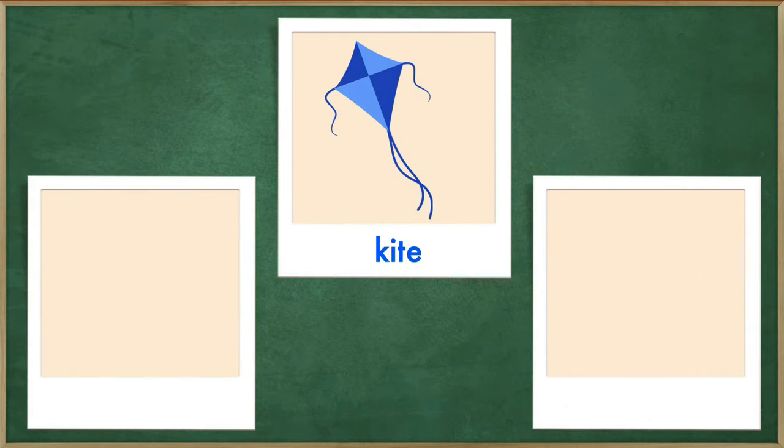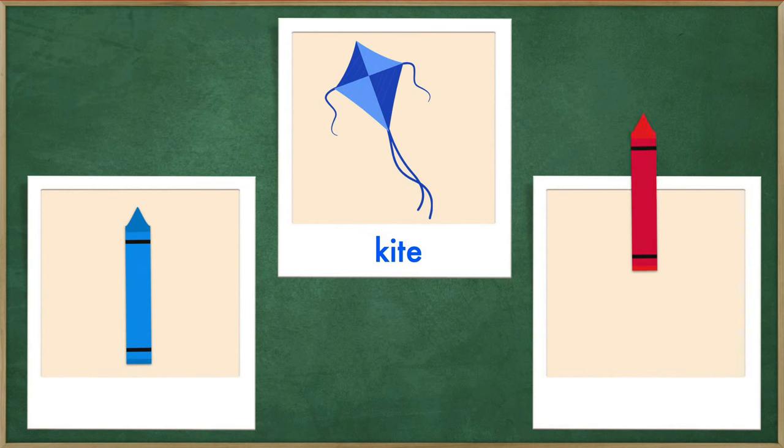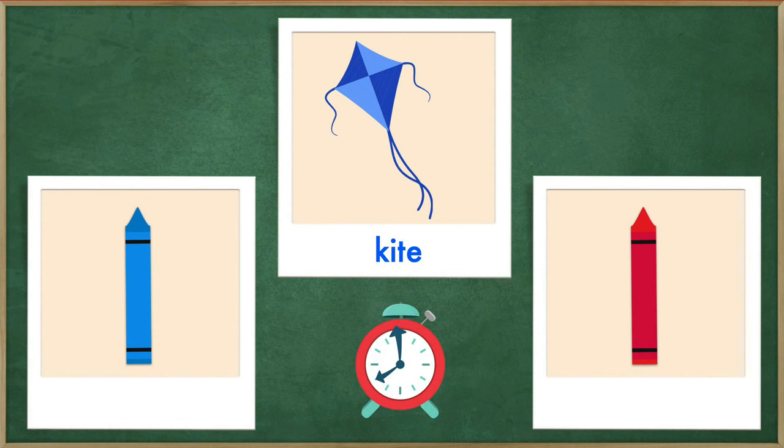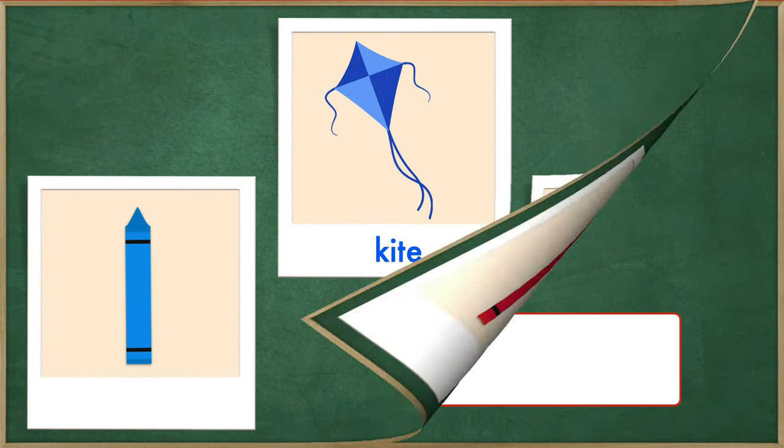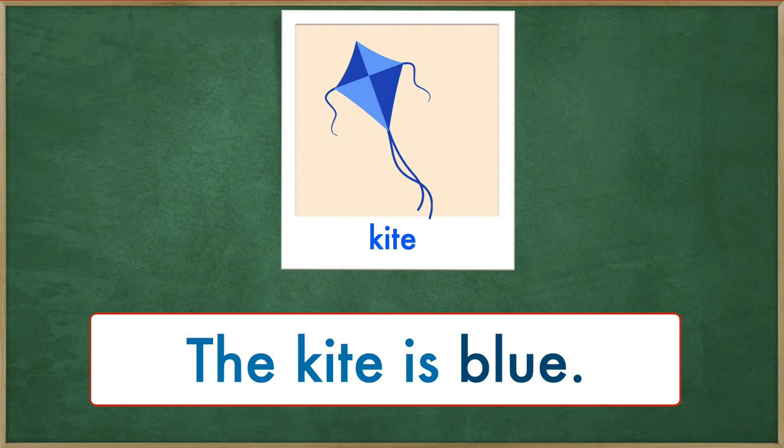Next, what color is this kite? Is this color or this color? Go! What is your answer? The kite is blue.